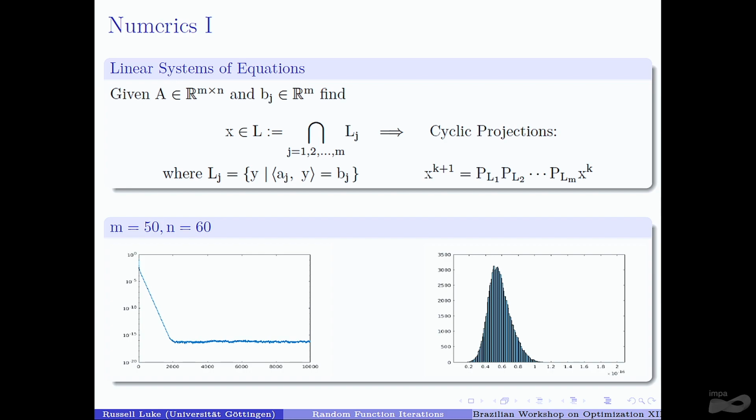And if you take this wiggly stuff down here and you histogram it around, this is a histogram of the residuals from one step to the next. And this is 10 to the minus 16. So you're getting something where the steps are kind of behaving like random variables with a distribution that looks like that.